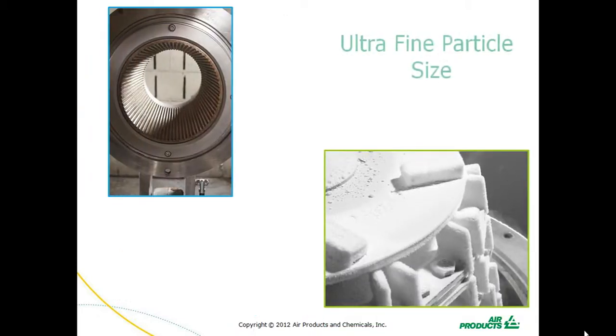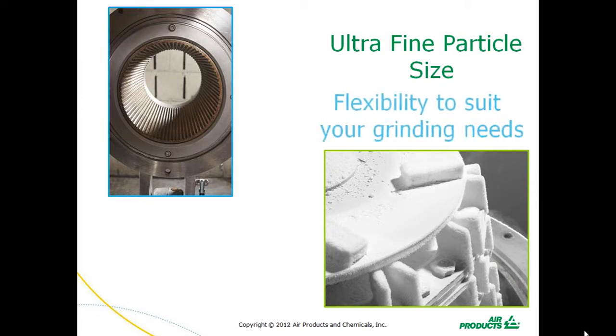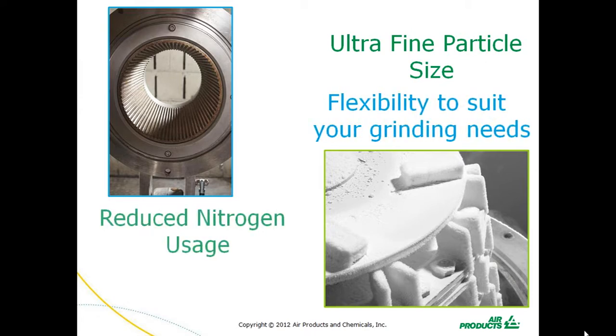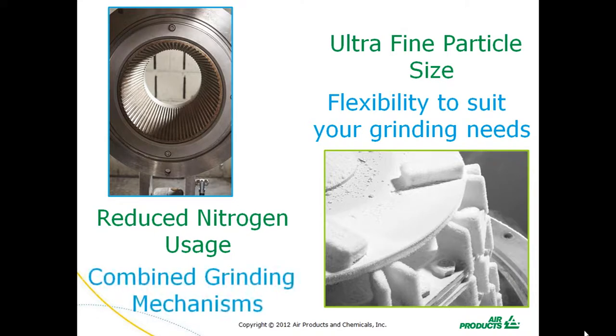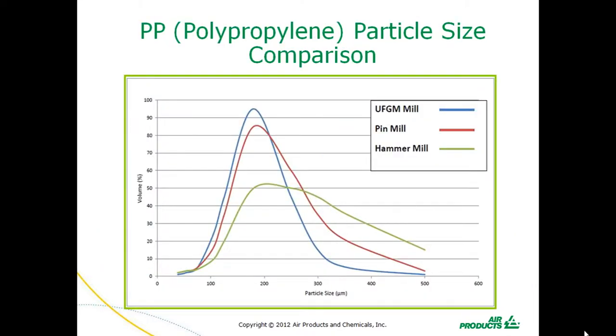The key benefits of the PolarFit ultrafine grinding mill include ultrafine particle size, flexibility to suit your material specifications, reduced nitrogen usage, and combined grinding methods including particle-particle collision, impact, and attrition.